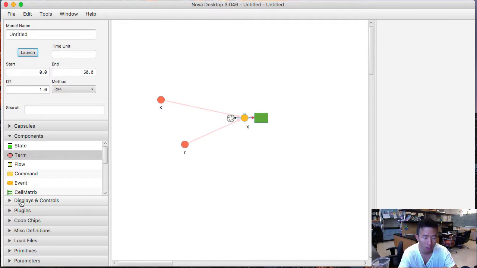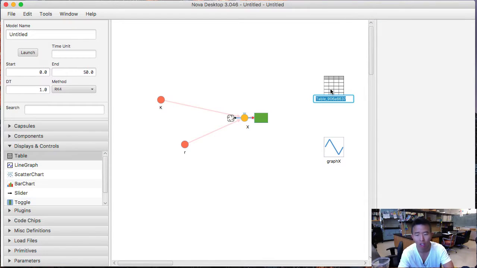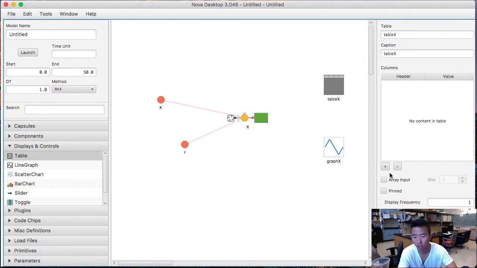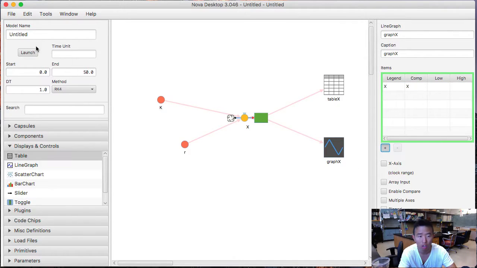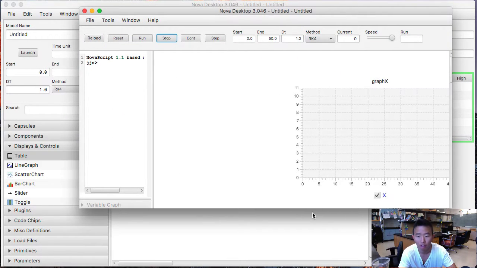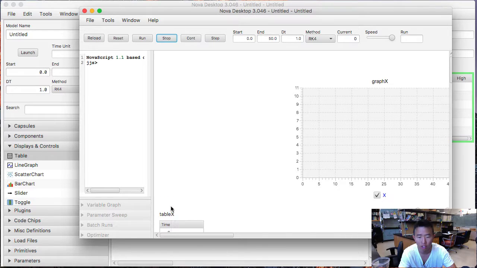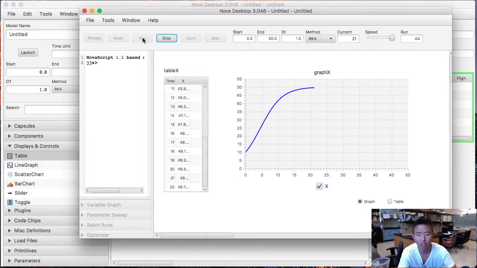We forgot one thing. We've got to put a graph component. And this time we're going to put a new one called table. It's basically a table. Pretty much the same. We're going to add x. And we're going to launch again. Now we have a graph and a table. You can span this out a little bit to make it visible. All right, now we're ready to run.